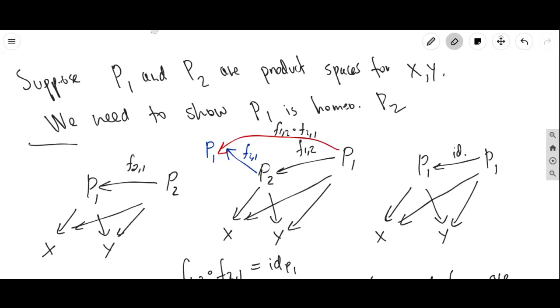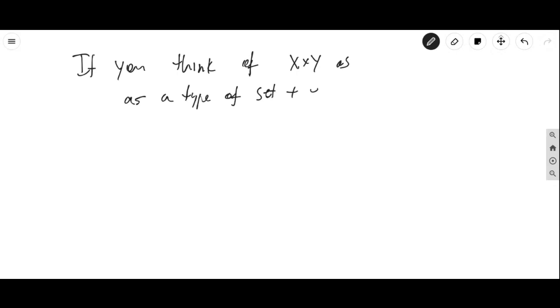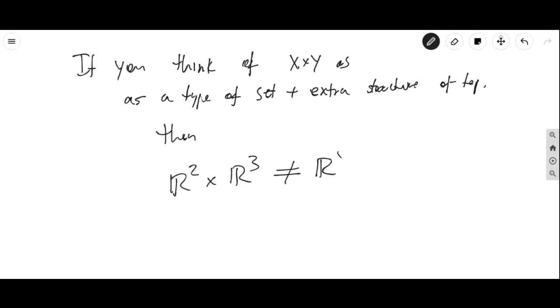But this is, I think, a nice opportunity to introduce what is known as a universal property of an object. And you see, this is nice. So let me show you what the advantage is. So if you think of X times Y as a type of set, plus extra structure of a topology, then if you, let's say, have R2 times R3, that's not equal to R5.